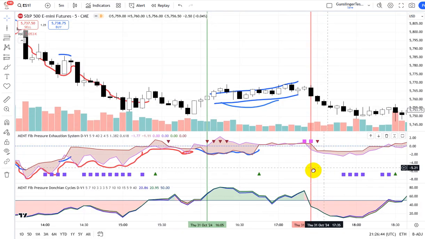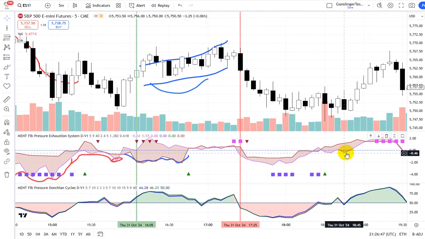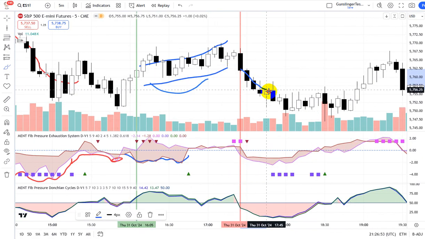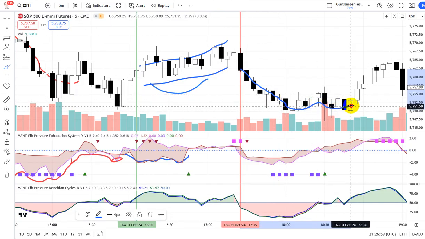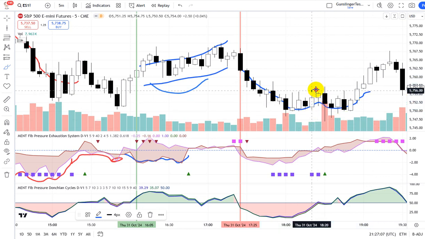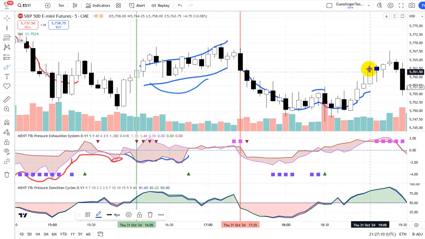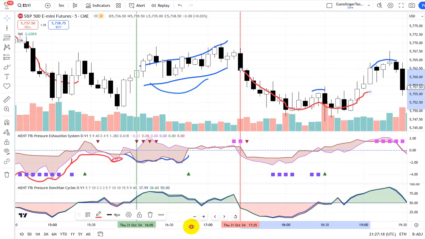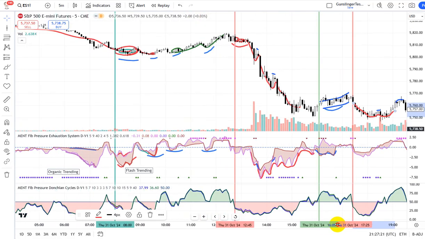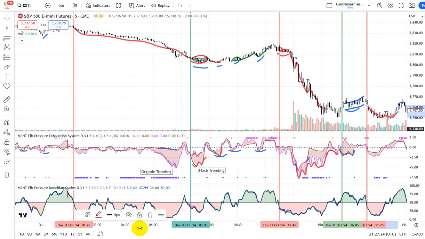At this point, as long as we stay in organic trending, we are still in a downward cycle. And look what ends up happening. We come all the way through this. We get a little bit of flash here. I'll highlight it. Still in organic trending. And then we come across to right here where we get back into flash trending. So here we have flash trending right here, and here we have flash trending all the way through here. Can you see how clean this is? This is really very clean in terms of analysis.